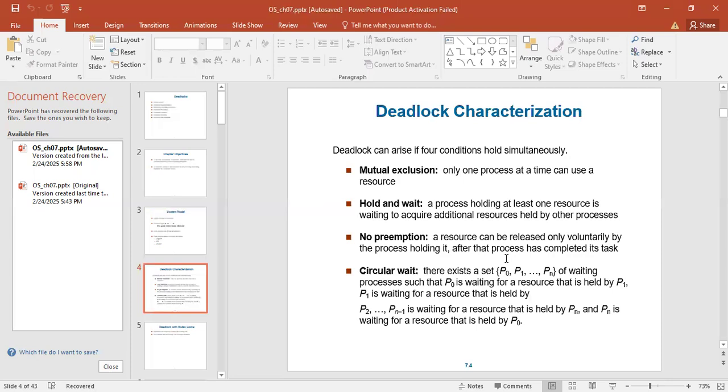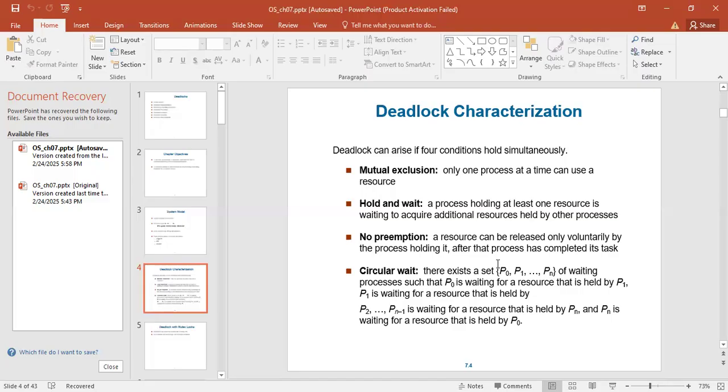Then deadlock characterization. Deadlock can arise if four conditions hold simultaneously. Mutual exclusion: only one process at a time can use any resource. Hold and wait: a process holding at least one resource is waiting to acquire additional resources held by other processes. No preemption: a resource can be released only voluntarily by the process holding it, after that process has completed its task.